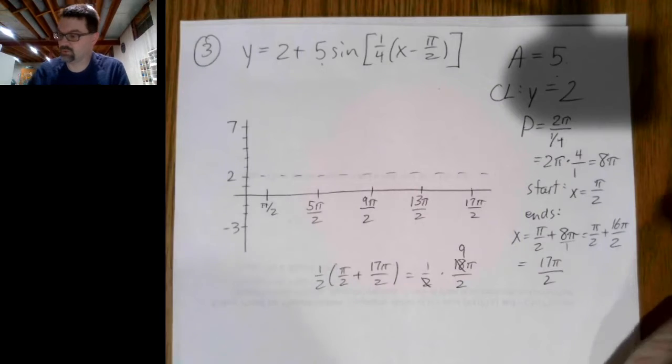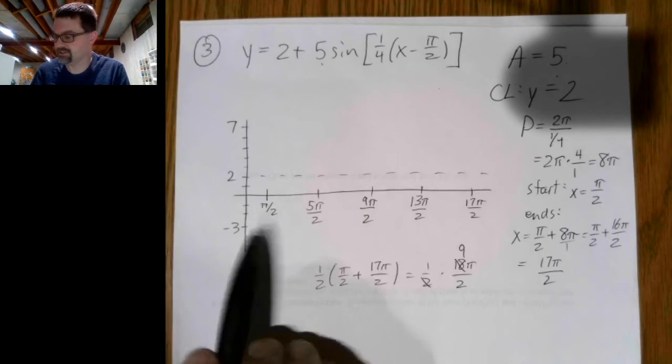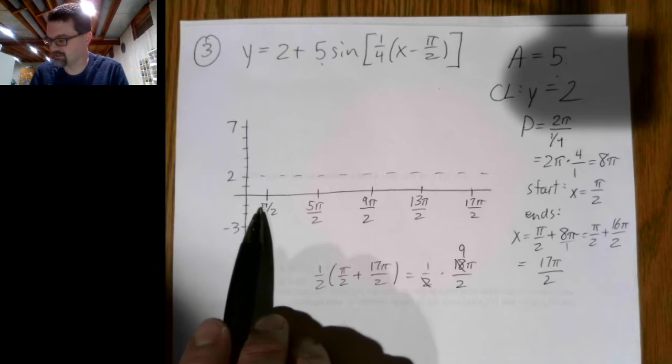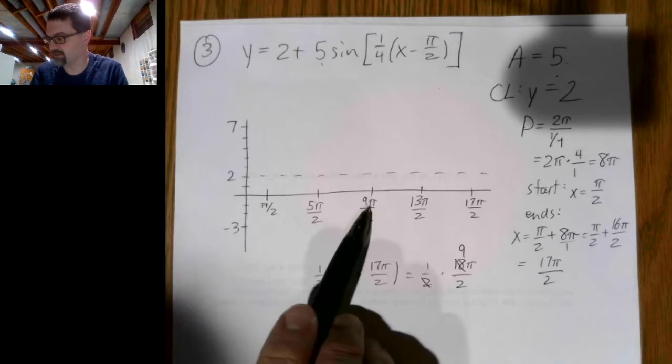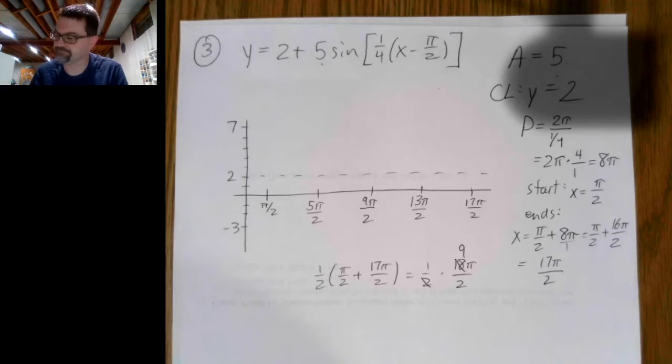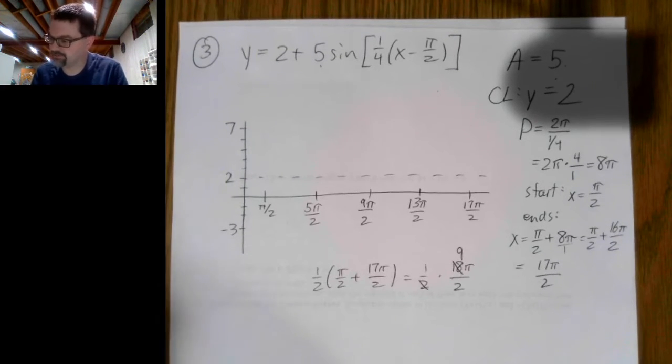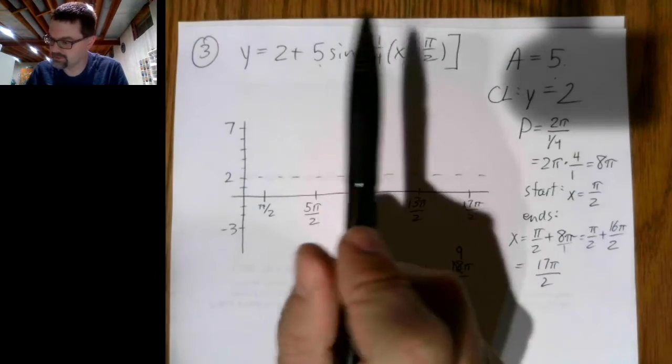And so this is when you can really see the nice even spacing. You're just increasing that number in the denominator by 4 every time. So to 5, to 9, to 13, to 17. All right, so there's everything marked off. We just got to plot our key points.